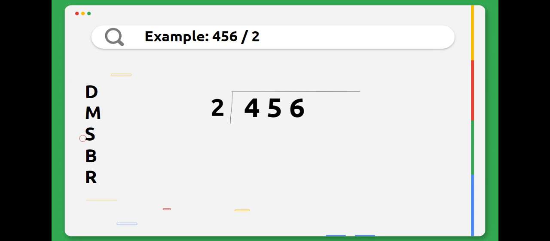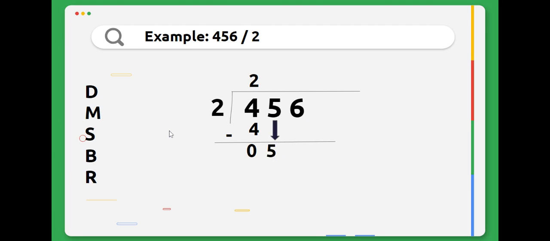Okay, so let's use our division family. Remember, Dad says divide. So the first thing we're going to do is look at 2 and how many 2's are in 4. Well, I know 2 times 2 is 4. Okay, so mom multiplied, sister has to subtract, and that's going to get me 0. Now, brother tells me to bring down the 5. Now, Rover says repeat or remainder.